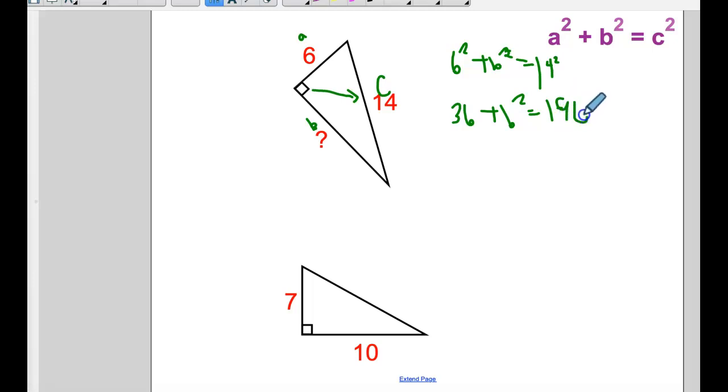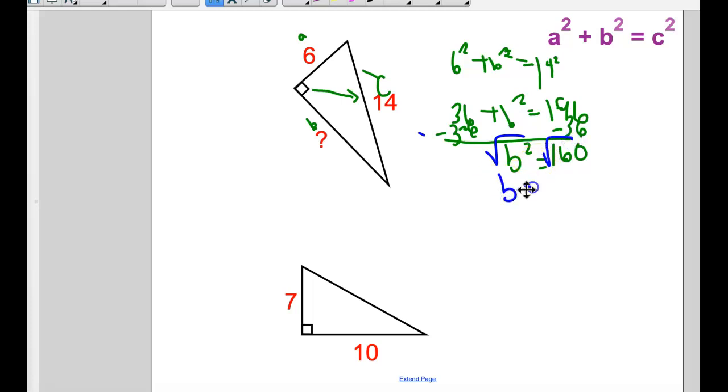To solve for my B, I need to get this 36 out of there. So I'm going to subtract 36 from both sides. When I take away my 36 from that side and take away my 36 from this side, I'd have B squared is equal to 160. And then remember that final step is always to square root. So I'm going to square root my B squared, which is just going to give me my B.